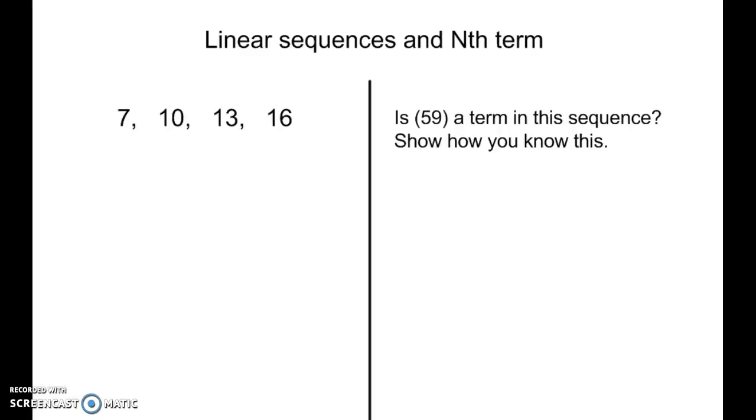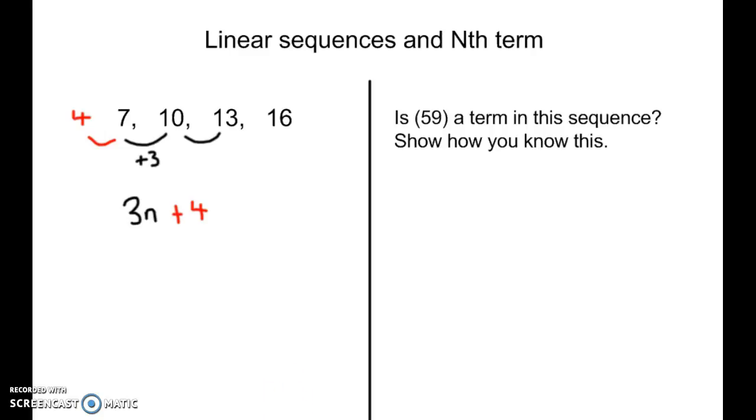Last thing I want to show you is you might get asked, is a particular number a term in the sequence? Asked to explain how you know that. So I'm going to use the nth term for this. This is the same sequence as 2 slides ago. So yeah, going up by 3. So we had an nth term expression of 3n plus 4 because our 0 term was 4.